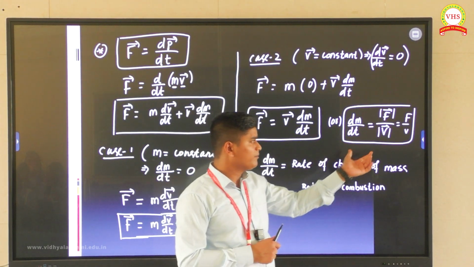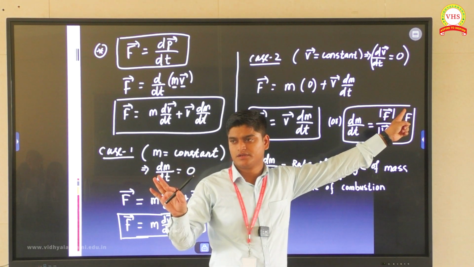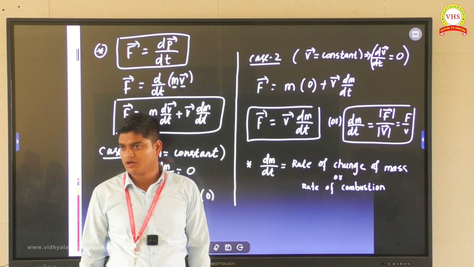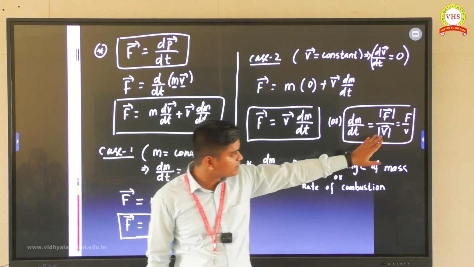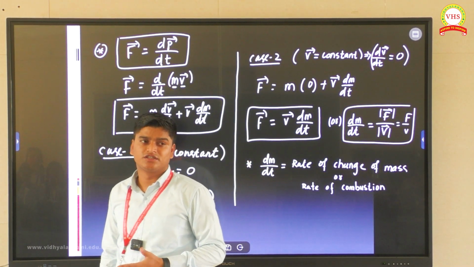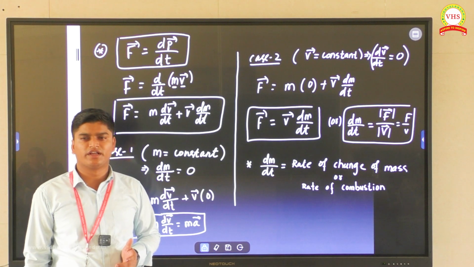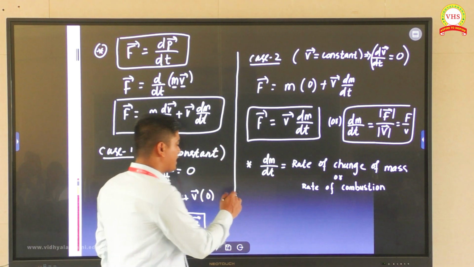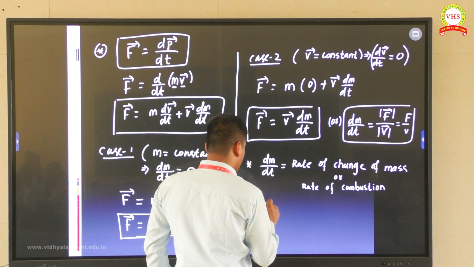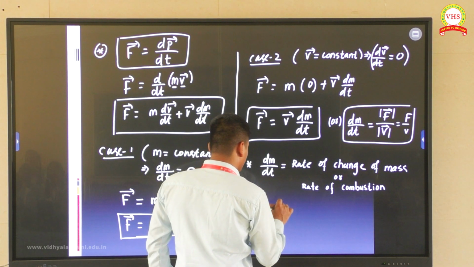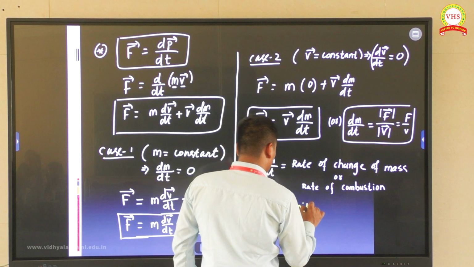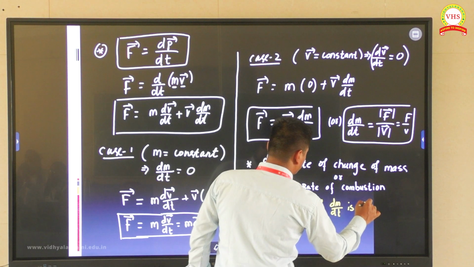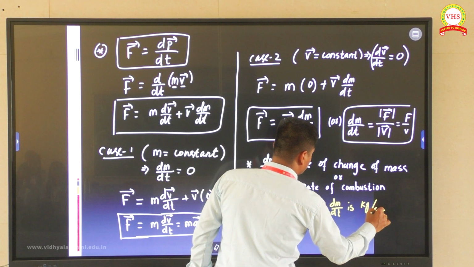Most of the time in entrance exams, force is given, velocity is given, and they'll ask directly for the rate of change of mass. As I told, force given 300, velocity given 20, then 300 by 20 is nothing but how much? 15 kg per second. That means I will write here what the SI unit is. The SI unit of dm by dt is kg per second. What is it? Kg per second.